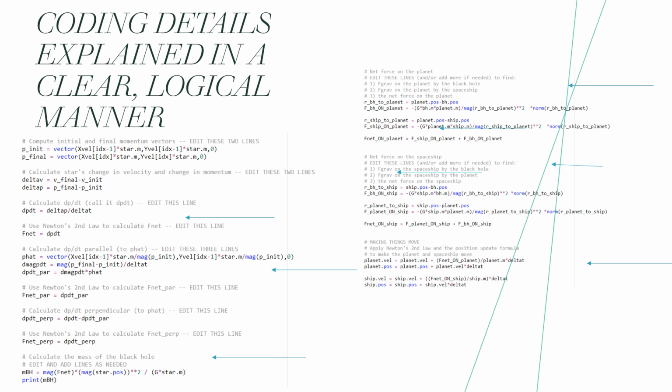And on the right, we have the position vector, the radius from the planet to the black hole, and we have the force between the black hole and the planet, which is just using the force of gravity formula. And then we have that a few more times for different scenarios. And then at the bottom, we have the velocity update formula and the position update formula for the planet and also the ship.